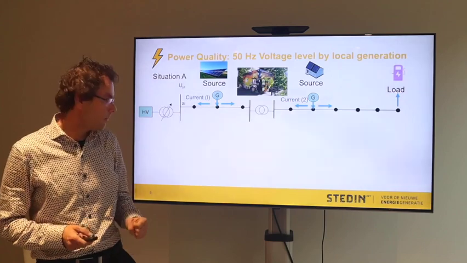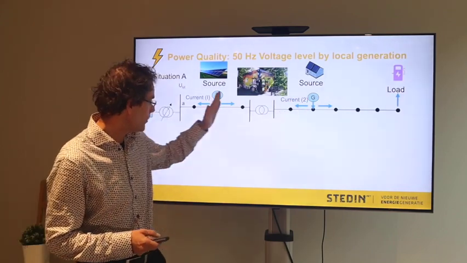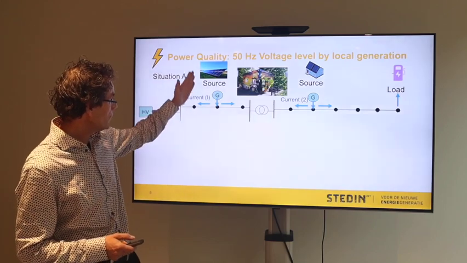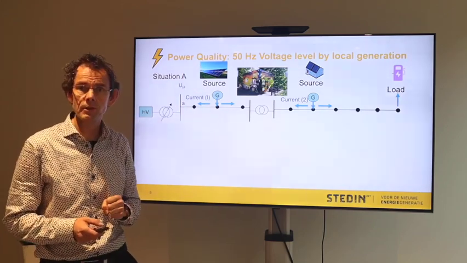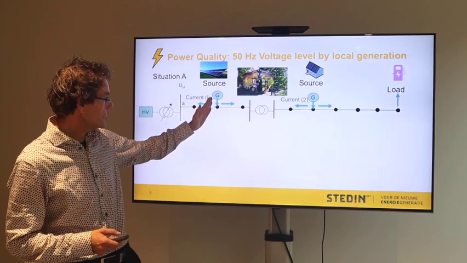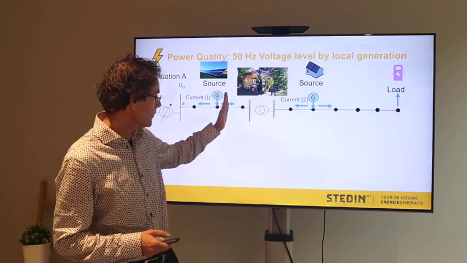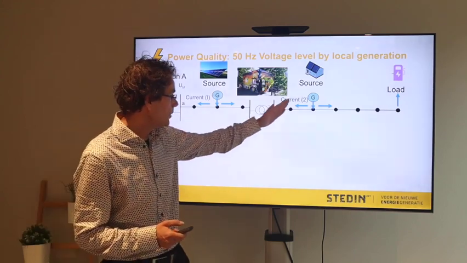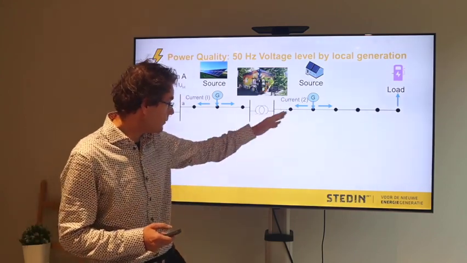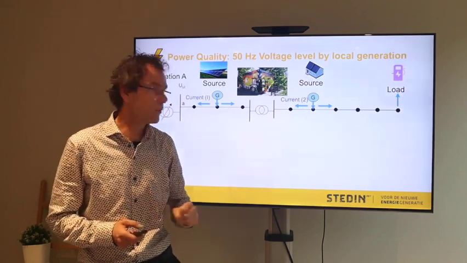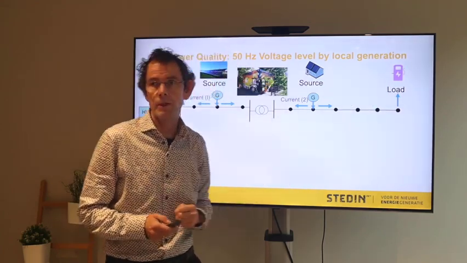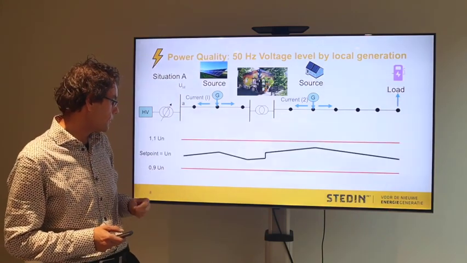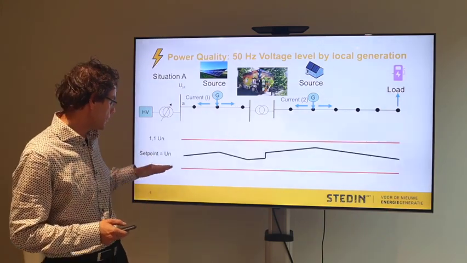Now we have a grid which is not only low voltage but also medium voltage. And in this grid we have sources. We have a big PV installation. On the medium voltage grid we have a transformer which transforms the medium voltage, for example 10 kV, to the low voltage side. In the low voltage side we have the panels on the roof, and we have the charger at the end. So looking at the voltage profile, it could look like this.